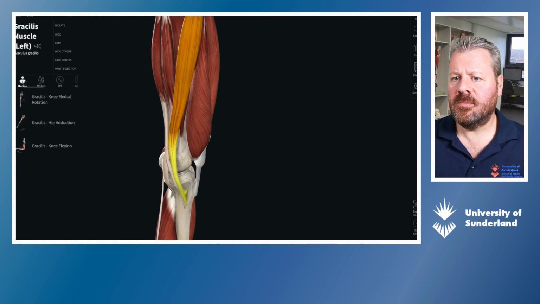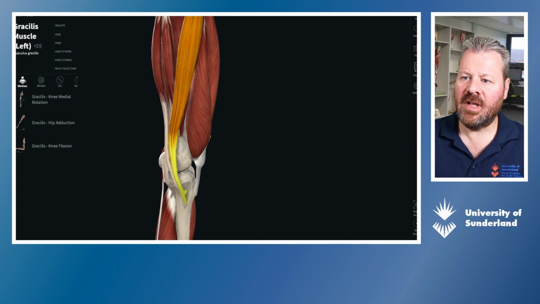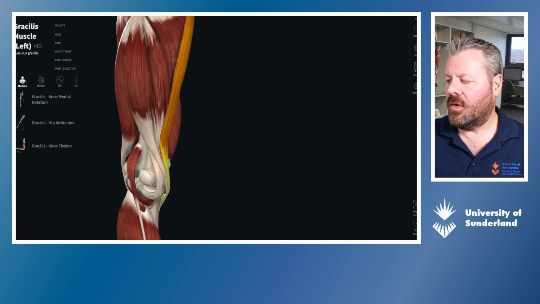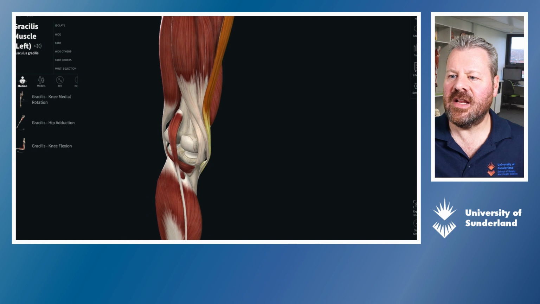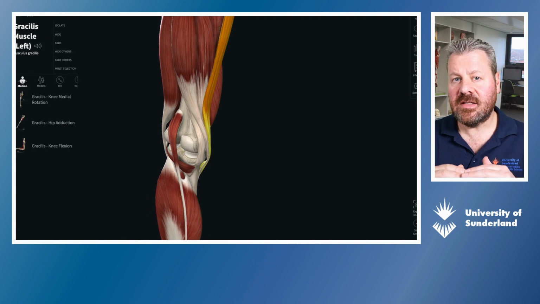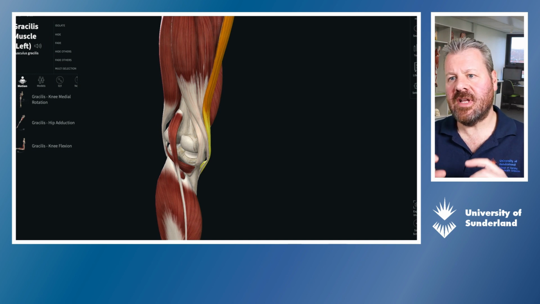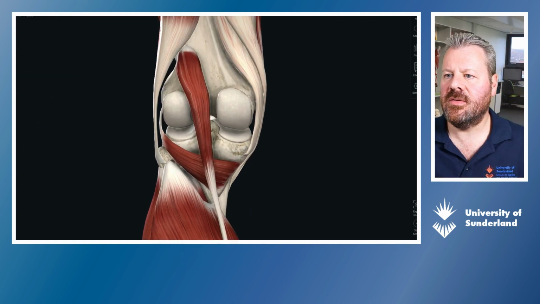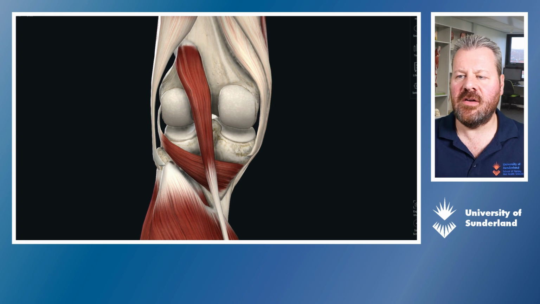Gracilis is a knee medial rotator and a hip adductor, as well as being involved in knee flexion. As you can see, the angle of pull is similar to that of semimembranosus and semitendinosus. It's also worth remembering that the hamstring group also involve themselves in knee rotation. When the knee is flexed, medial and lateral rotation can be taken care of by the semitendinosus, semimembranosus and the biceps femoris respectively.